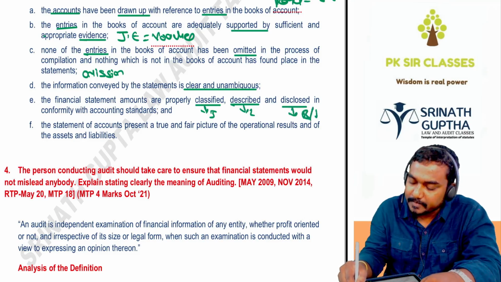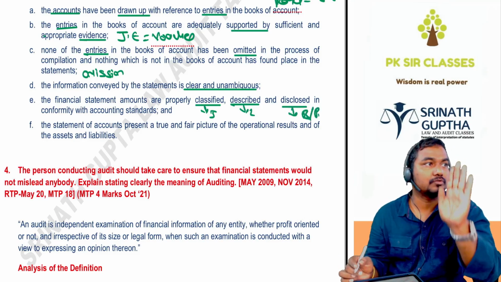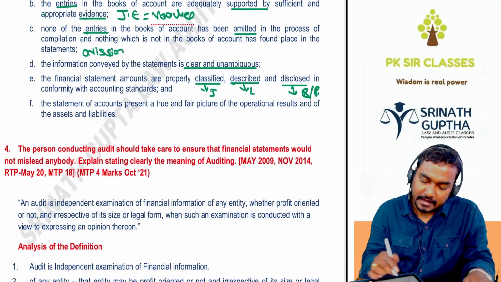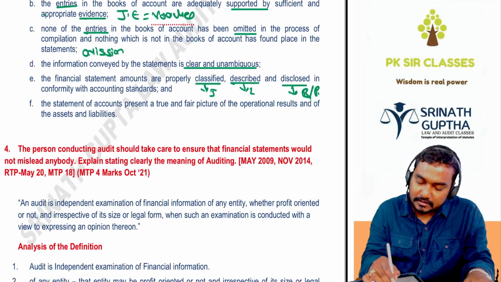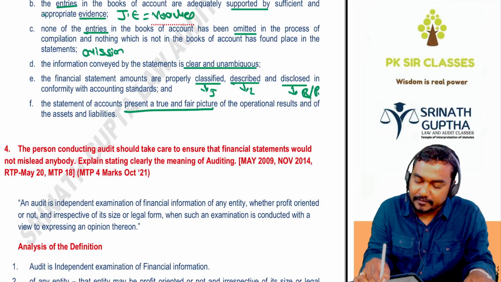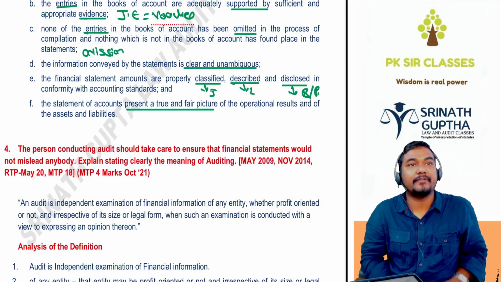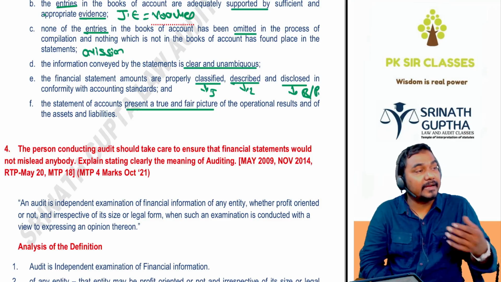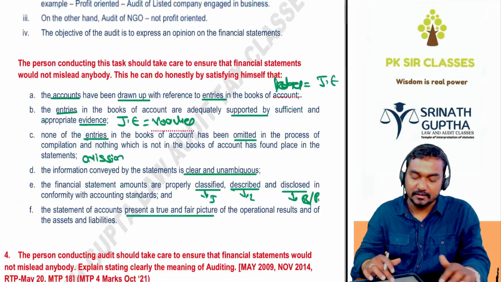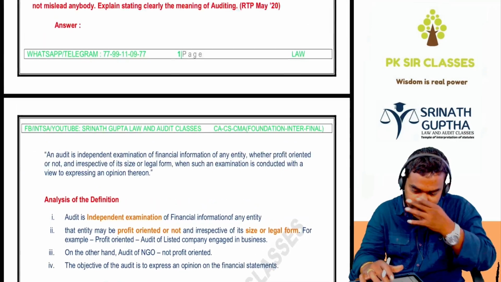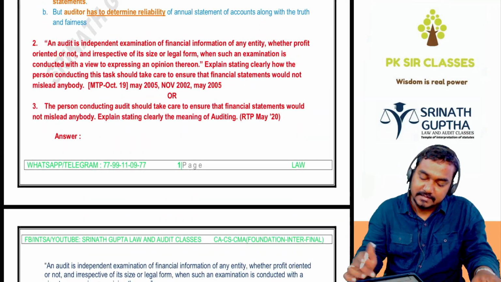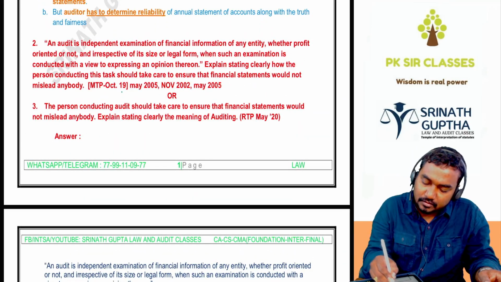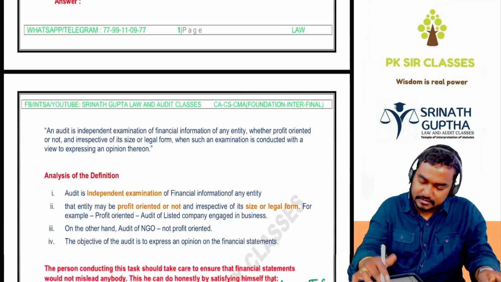P&L and balance sheet we have to show as per Schedule 3, and the statements of accounts should represent the true and fair view. We have to prepare the financials true and fair, then the auditor is able to provide the assurance. Yes or no, sir? Done. So this was asked nearly 6 times in the exam.